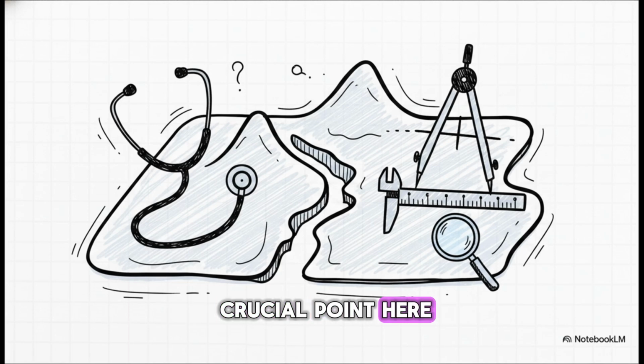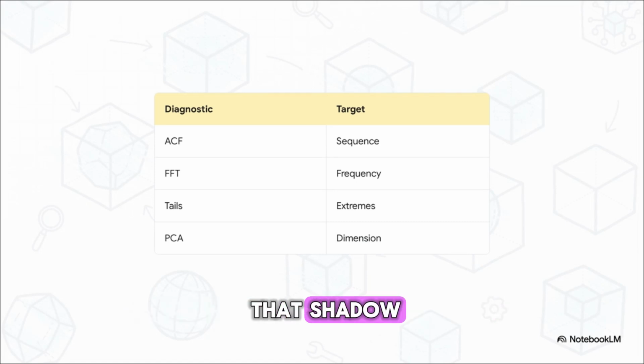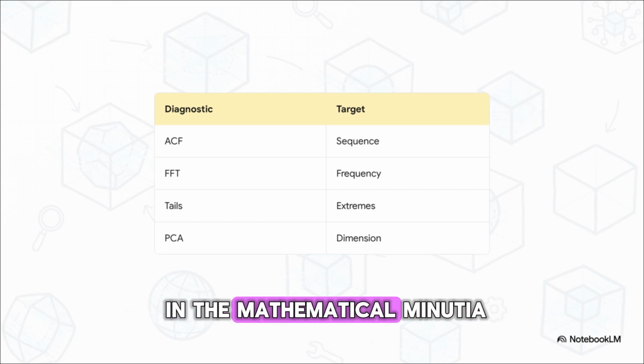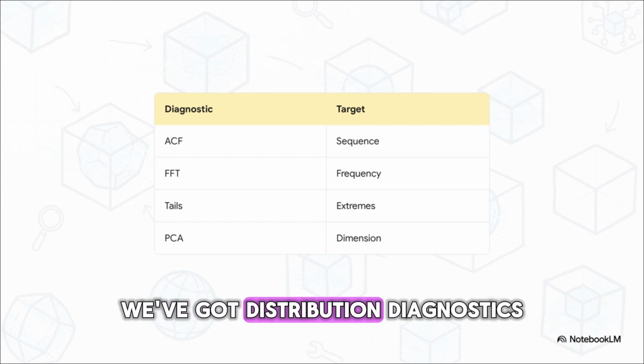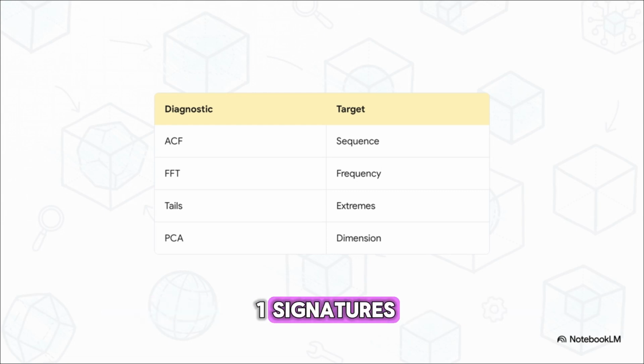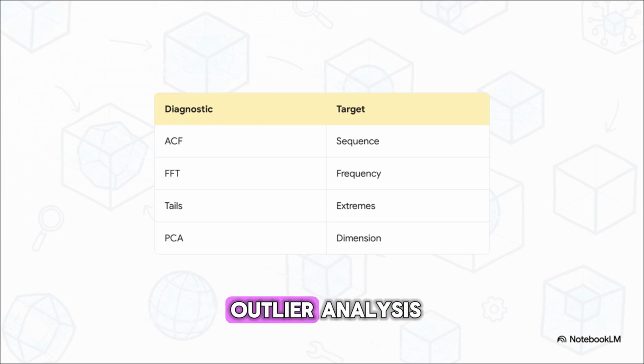And, crucial point here, we have to interpret all of these results with intense caution and statistical honesty. And this brilliantly illustrates exactly how we interrogate that shadow using 12 distinct diagnostic families, without getting bogged down in the mathematical minutiae. It's a comprehensive gauntlet. We've got distribution diagnostics, Gaussian null comparisons, Wasserstein-1 signatures, global rank, gap and spacing, local density, tail and outlier analysis, nonlinear curvature, radial magnitude, and positive tail asymmetry.